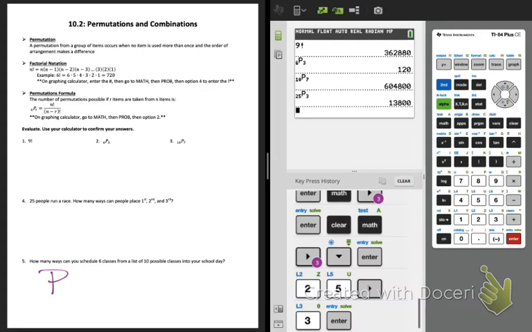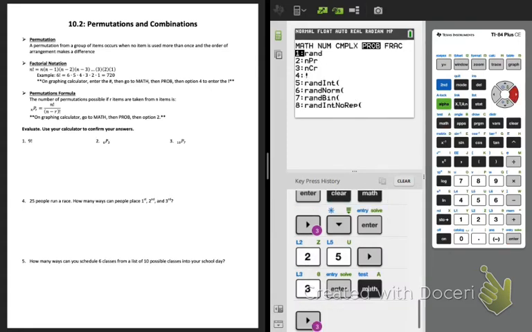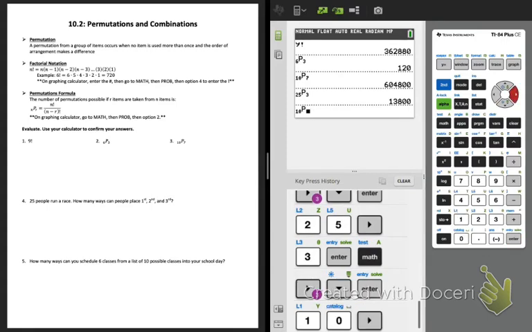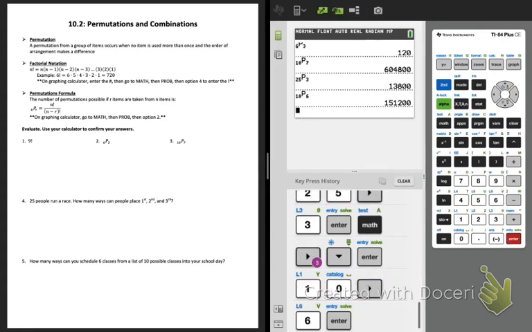Again, the bigger number always goes first. You have 10 possible options. You're choosing 6. So your notation would be 10P6. And then you're going to go ahead and enter this in your calculator. Math, Prob, second option, 10 and 6. And you end up with 151,200 ways.